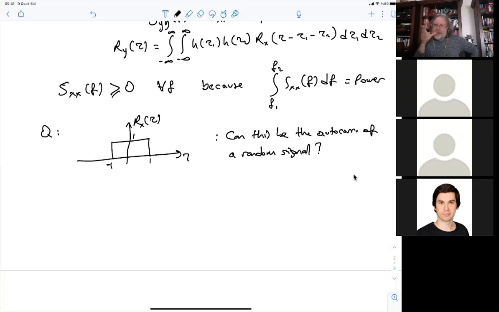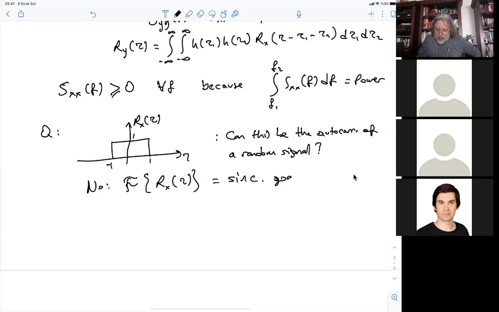Anyway, the answer then for this is no, this cannot be the autocorrelation of a random signal, because when you take the Fourier transform of this Rx of tau, which is a rectangular box, it becomes the Fourier transform of a rectangle, which, as you may remember, is a sinc shape. And it goes to negatives.